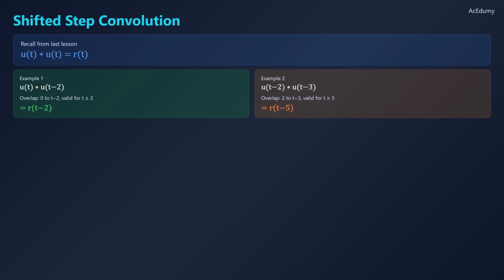In the last lesson, we proved that u(t) convolved with u(t) equals r(t). Now let's extend this to shifted steps. Consider u(t) convolved with u(t minus 2).